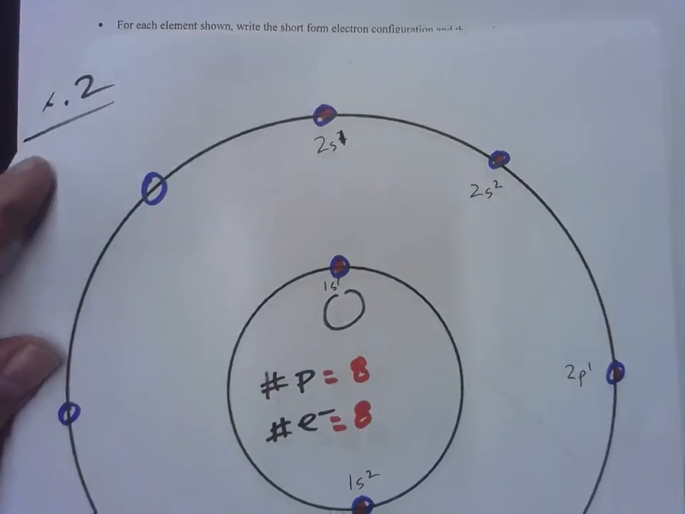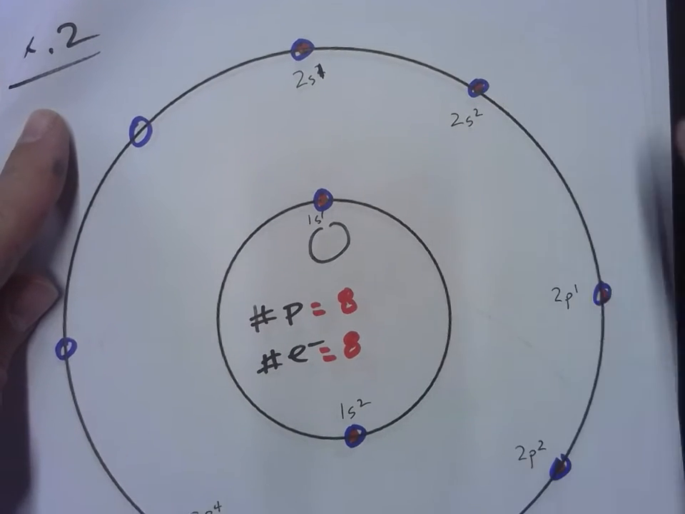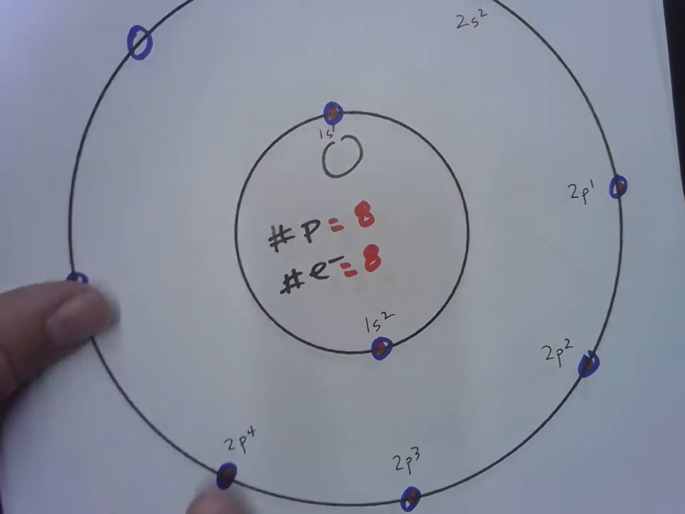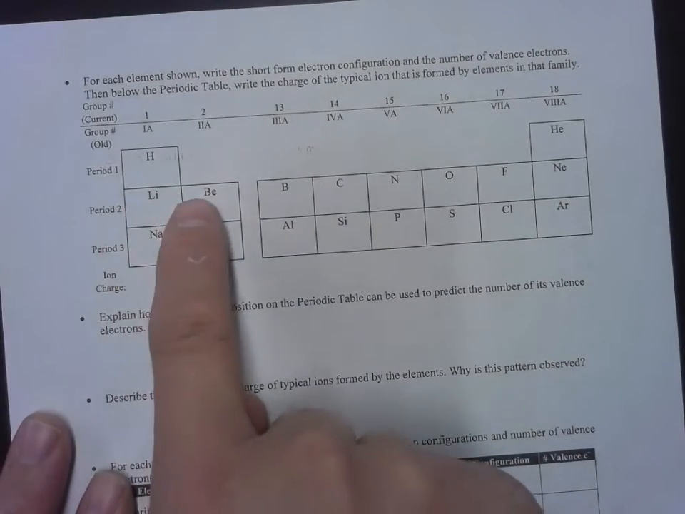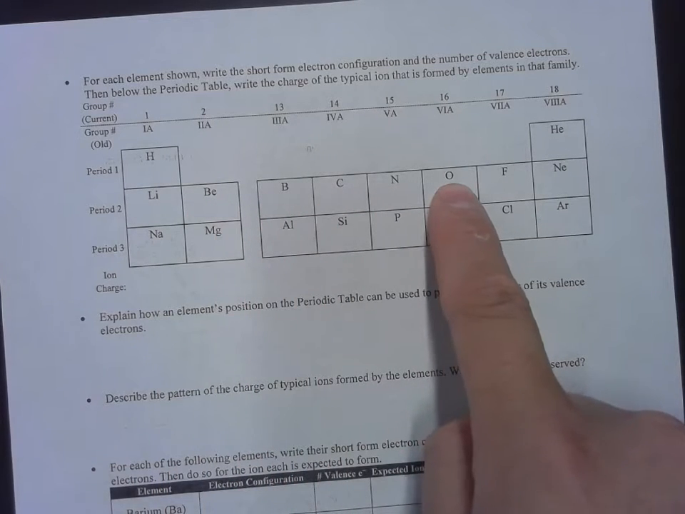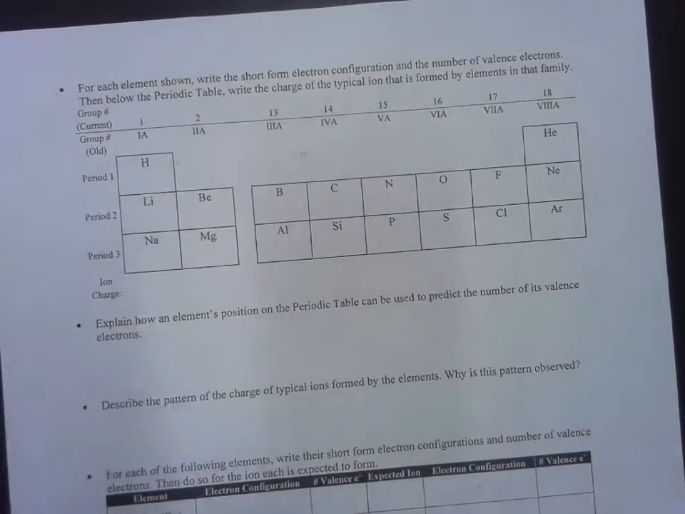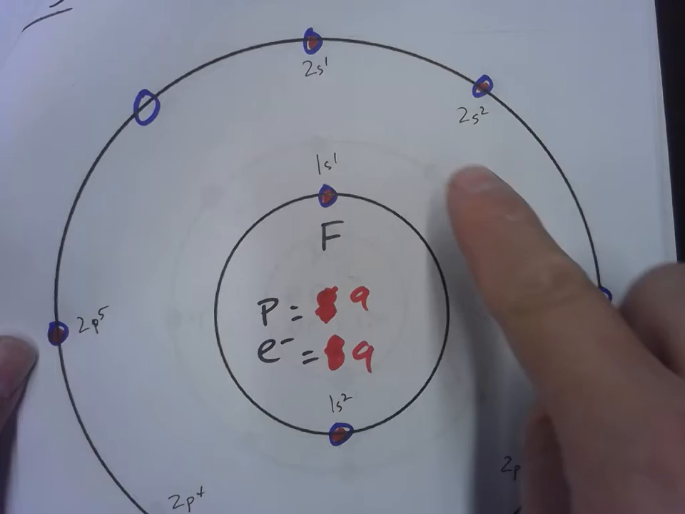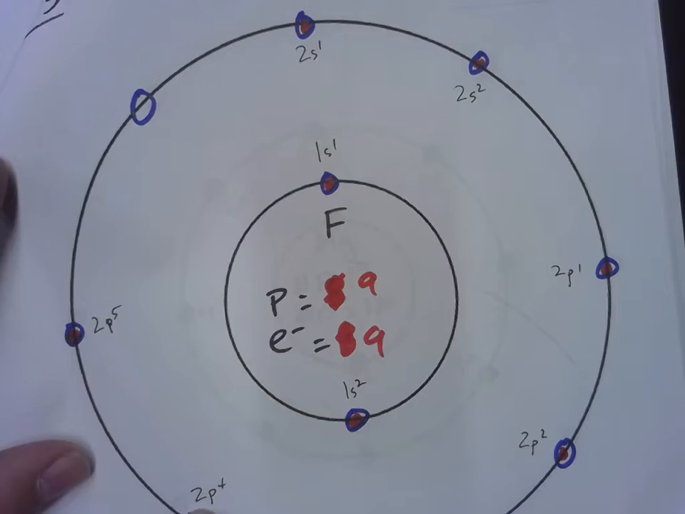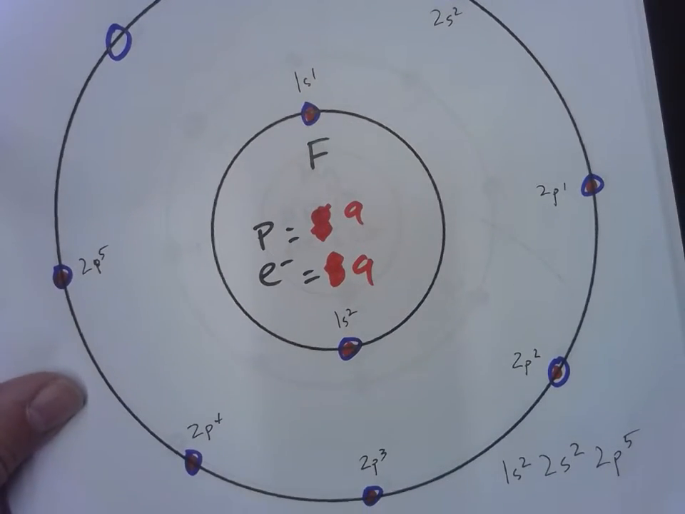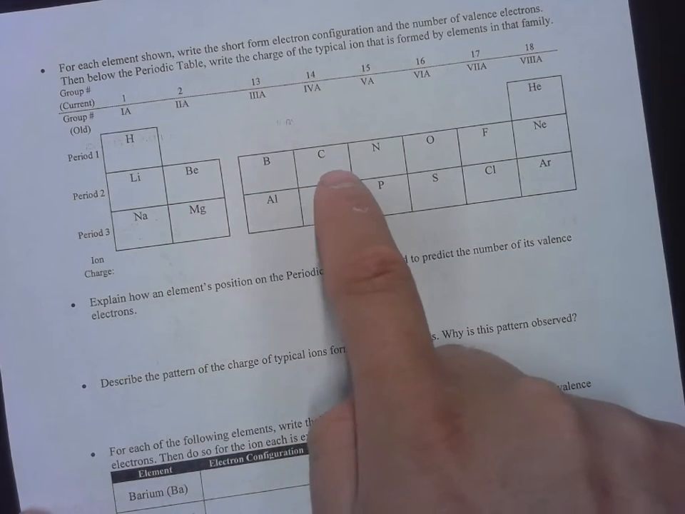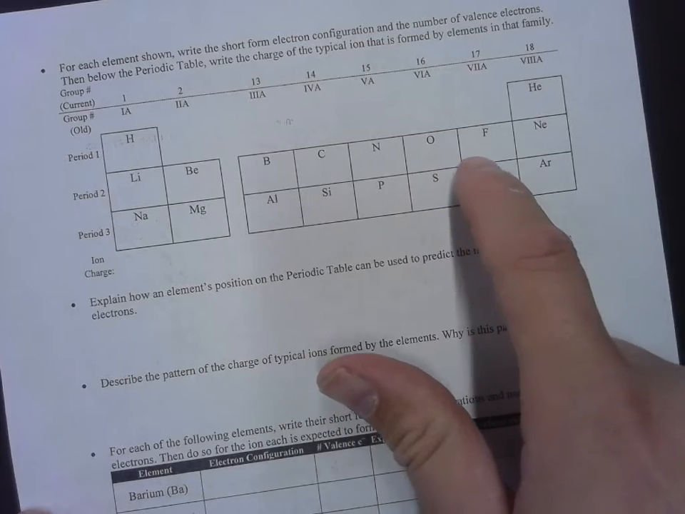Let's see. 1, 2, 3, 4, 5, 6. Check it out, oxygen is in column 6. Let's do fluorine. 1, 2, 3, 4, 5, 6, 7. And fluorine is in column 7.